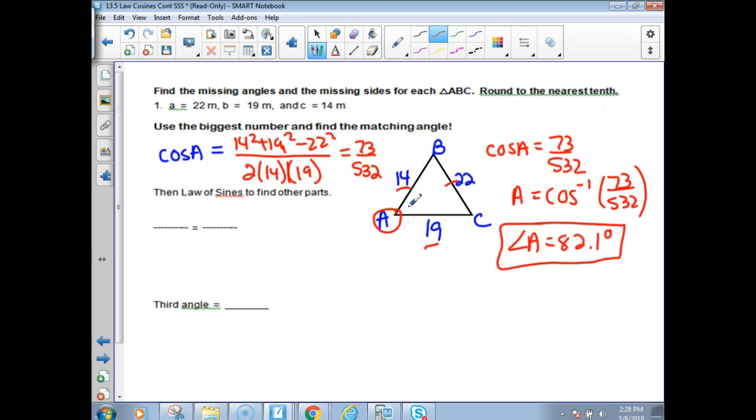Now, we found angle A. Now I can use law of sines to find the rest of the angles. So I should find which one first. We found the first by using the larger angle. Now we're going to find the smaller one. So we'll do C first. Sine of 82.1 is to 22 as the sine of C is to 14. Now we're using law of sines. We're going to find the smallest angle.